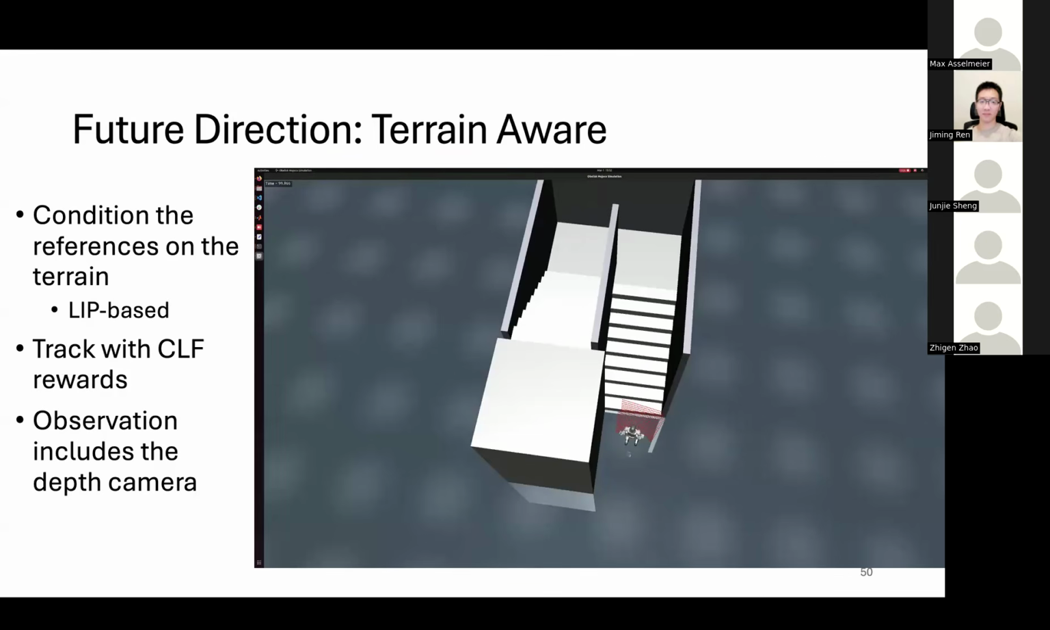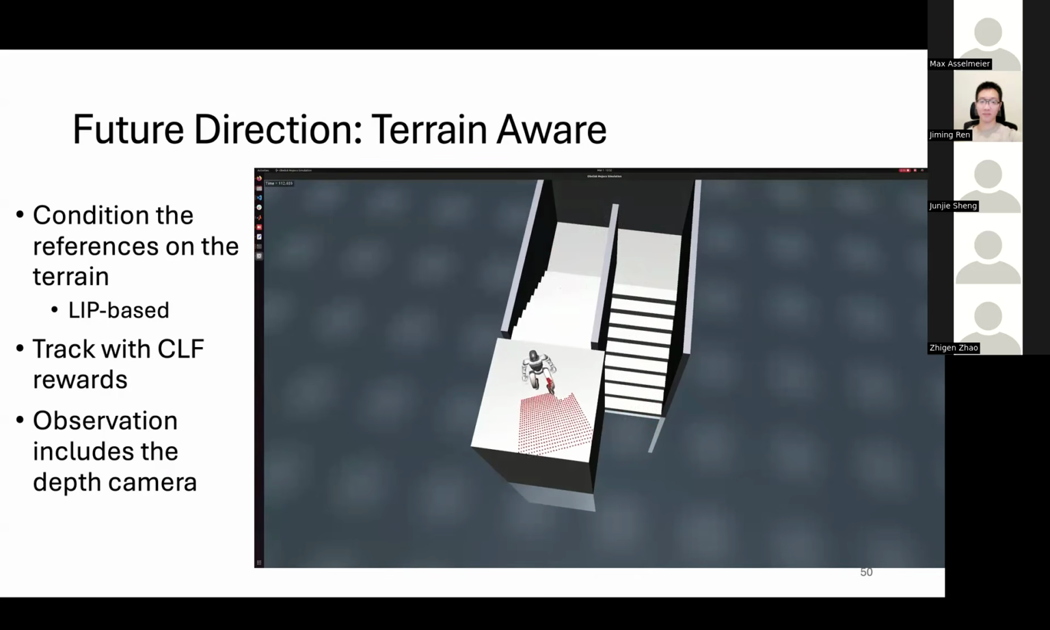This is very early work. We're still working on doing the hardware transfer, but this is a similar idea where we take our linear inverted pendulum model, which we can generate references for online. By online, I mean in the training, and we can condition that on the environment. And then we can do things like stair climbing and other stuff.